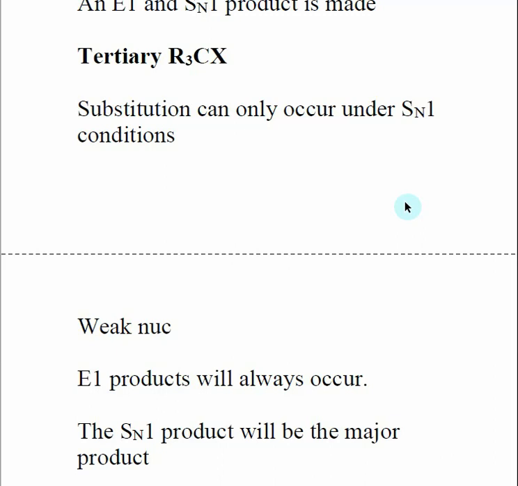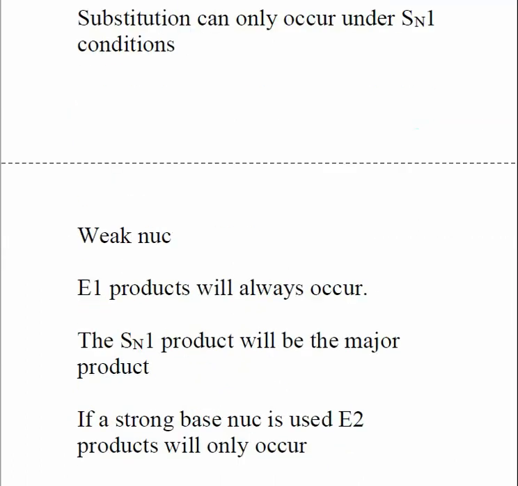And we tend not to confuse the two. Either we want one or the other. If I want the SN1 E1 mixture together, what I use is weak nucleophiles that are also weak bases. So that's our alcohols and water. Between these two, if we get one, we get the other one. And remember, the SN1 reaction is considered the major product.